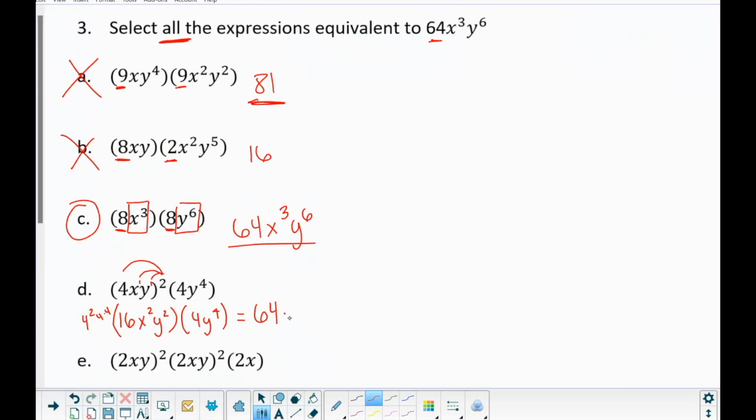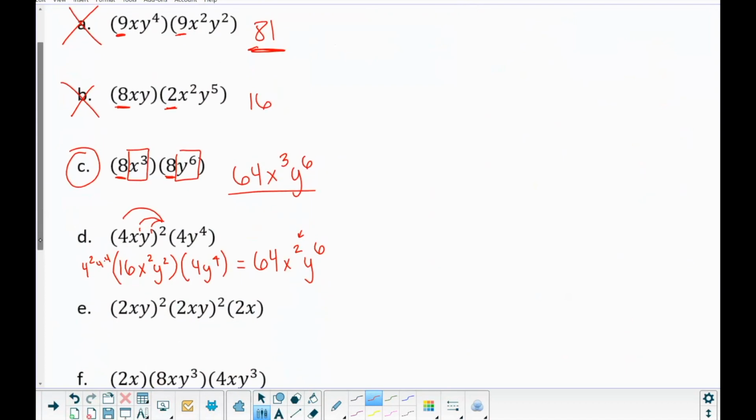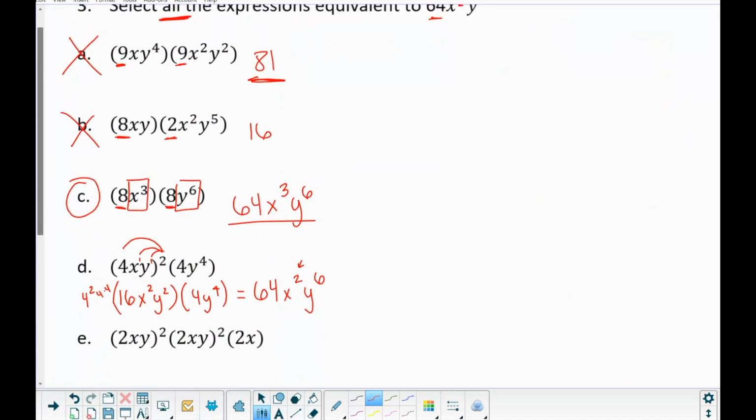X squared, there's no x squares here, so the x squared stays. Y to the second plus y to the fourth, because when we multiply our terms, our exponents add together, and that would be y to the 6th. And oh, that is still wrong, because this should be a 3, so just be careful, right? And then we've got one more.